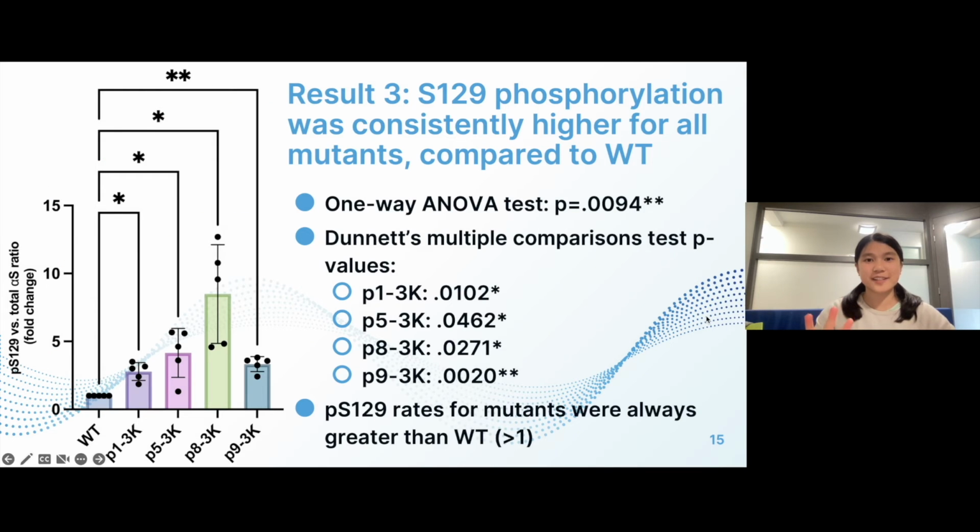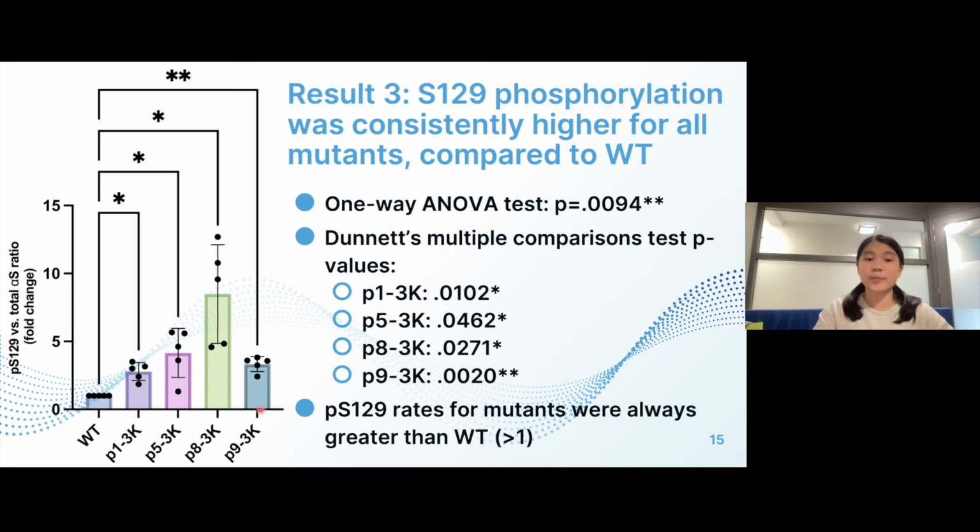The third result of this experiment is that the serine 129 phosphorylation was consistently higher for all mutants compared to wild type. So, the one-way ANOVA test yielded a significance value of 2 degrees, and for the multiple comparisons test, the p-values were 0.0102 for P13K, 0.0462 for P53K, 0.0271 for P83K, and 0.002 for P93K.